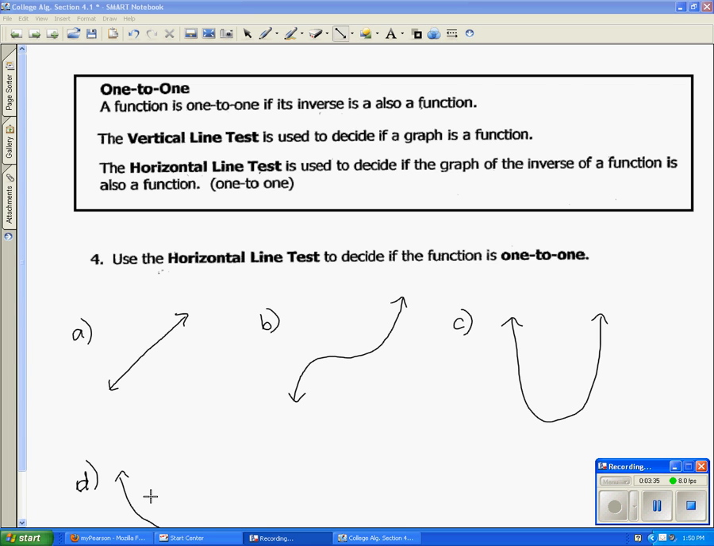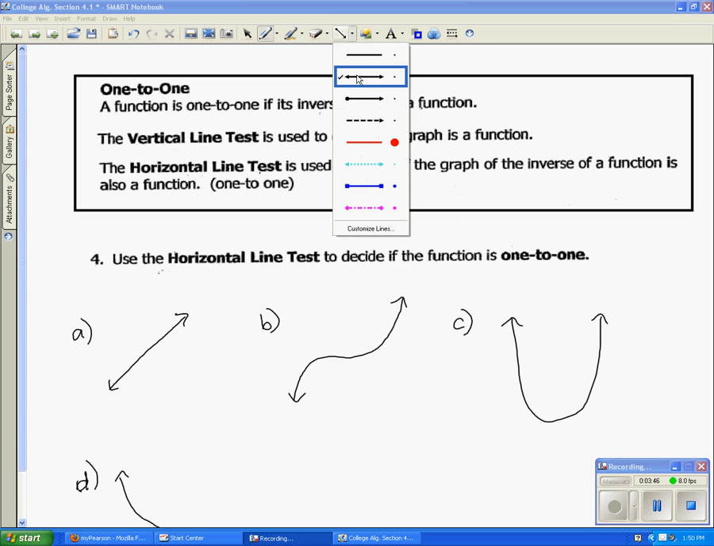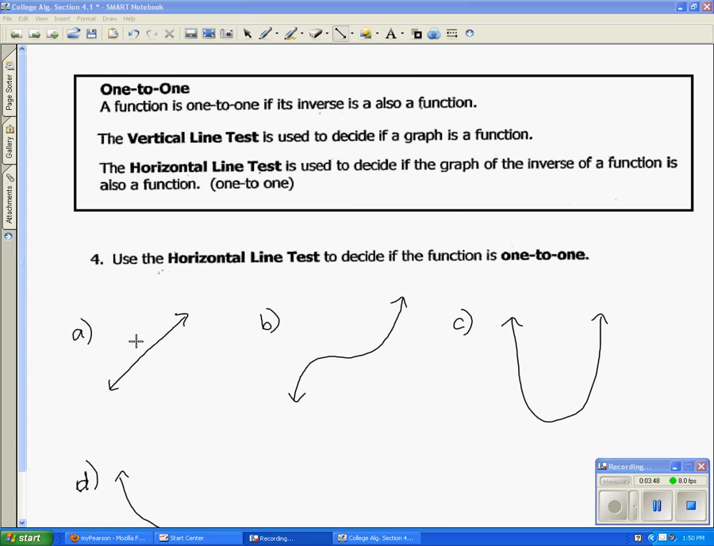Our next thing says we can use a horizontal line test to decide if it is one-to-one. So if I drew horizontal lines through here, it only touches in one place. That's going to be a function. If I do horizontal lines through here, it only touches in one place, so that means it's one-to-one. Then, if I do horizontal lines here, it touches two places, so this one is not one-to-one.